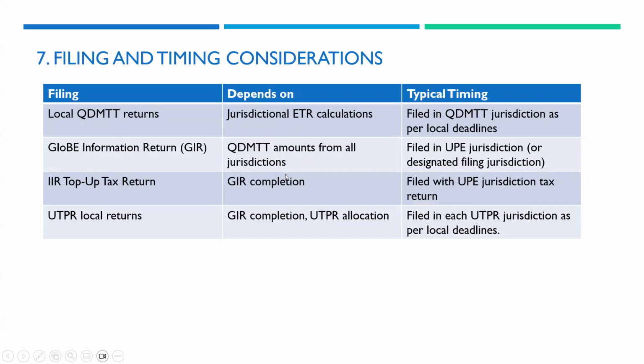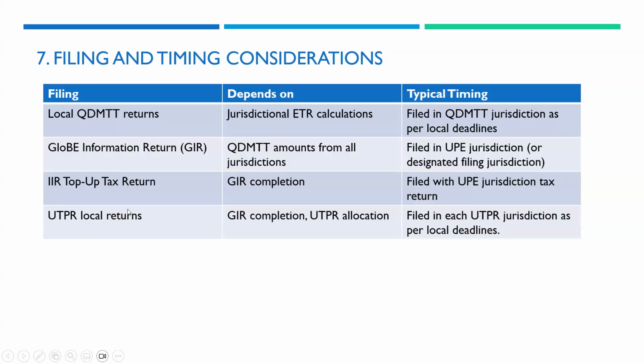But QDMTT amounts from all jurisdictions are filed in the UP jurisdiction. So the thing is that first we need all the QDMTT returns to be filed by each constituent entity. Then only we can file the GloBE information return. Then only we can apply the IAR top-up tax return. Correct. The IAR top-up tax return can be done only after GIR completion. And after all this is when UTPR local returns are filed.